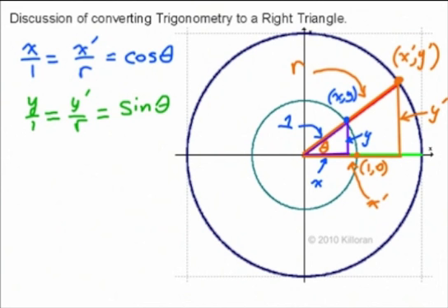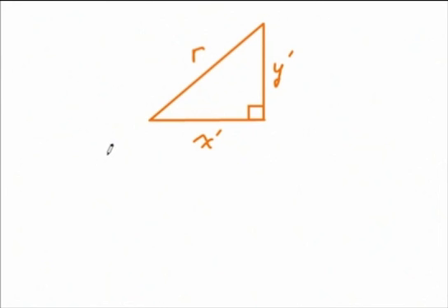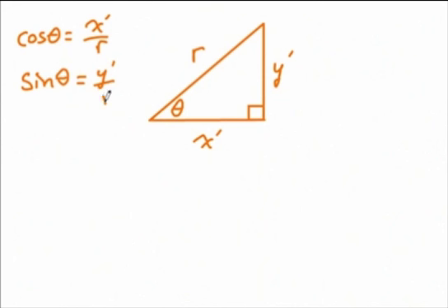We also can set up the ratio y over x, and this would correspond to y prime over x prime, and this would equal tangent of theta. So now if we just concentrate on the orange triangle itself and our angle theta down here, we have so far that cosine of theta is equal to x prime over r, sine of theta is equal to y prime over r, and tangent of theta is equal to y prime over x prime.